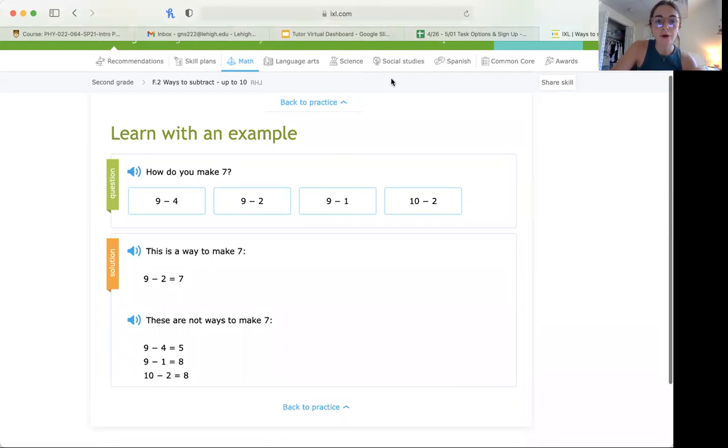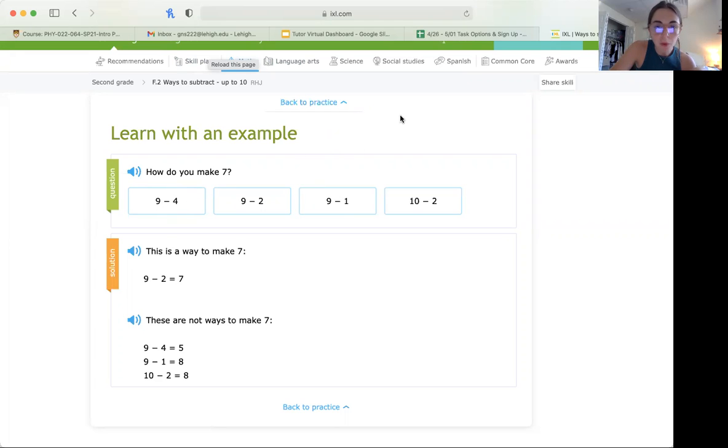It says, how do you make 7? In each of these questions, it's going to ask you how you can get to 7 using different combinations of subtracting numbers. If you don't already have this kind of stuff memorized, this is good practice. So you go through each one.